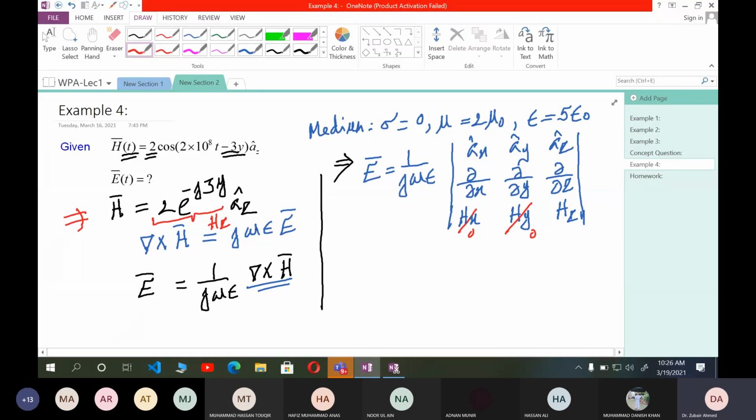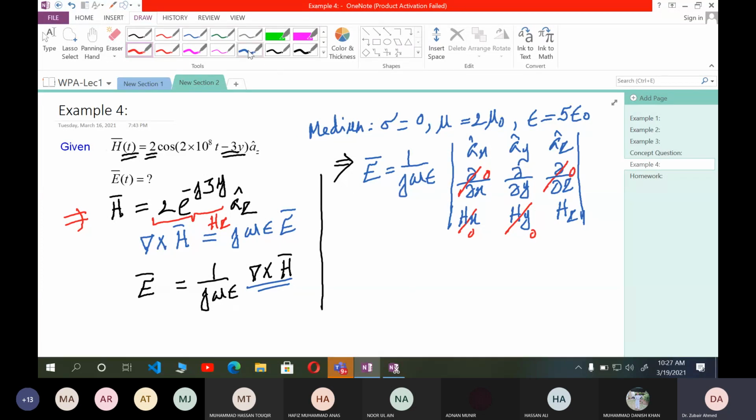What about the function dependence? This H is a function of X, Y, or Z? So this Hz is a function of what? This is a function of Y. This a z unit vector is just telling that it's a vector. Being a vector in some direction is one thing, and being a function of something is a different thing. Function means that it is varying with this quantity. So this is a function of only Y. So this means that the X derivative and Z derivative terms will also be 0.